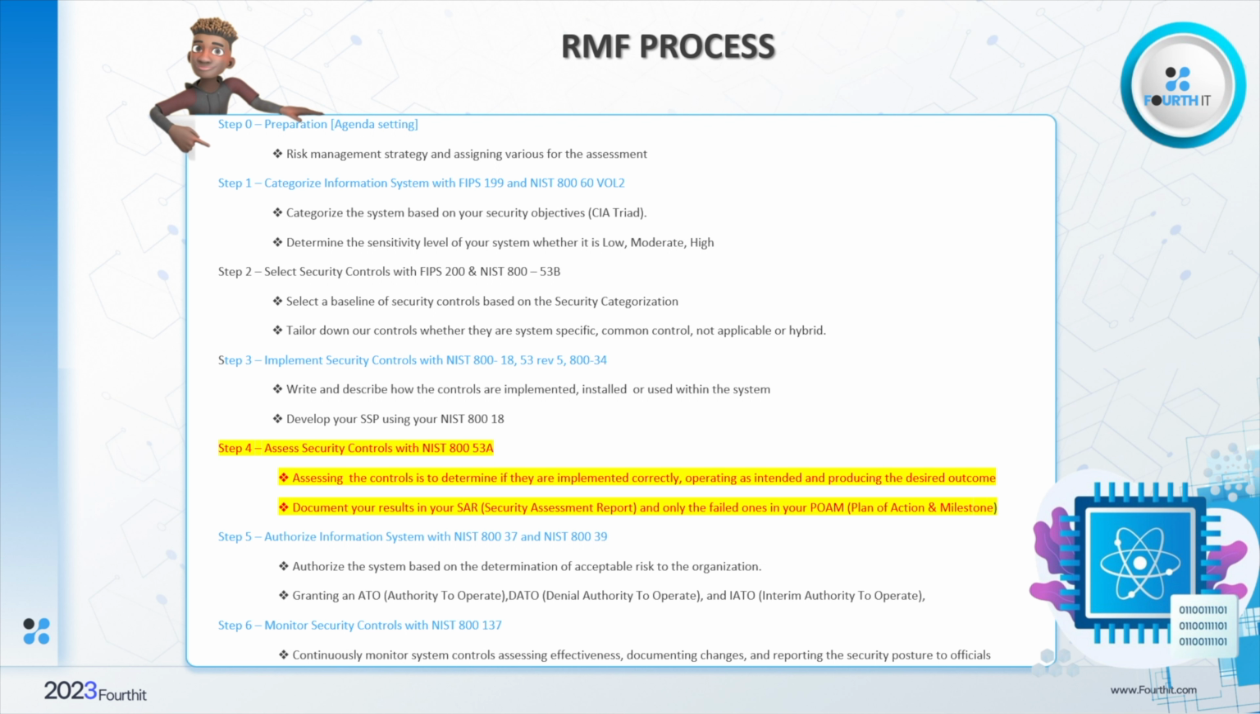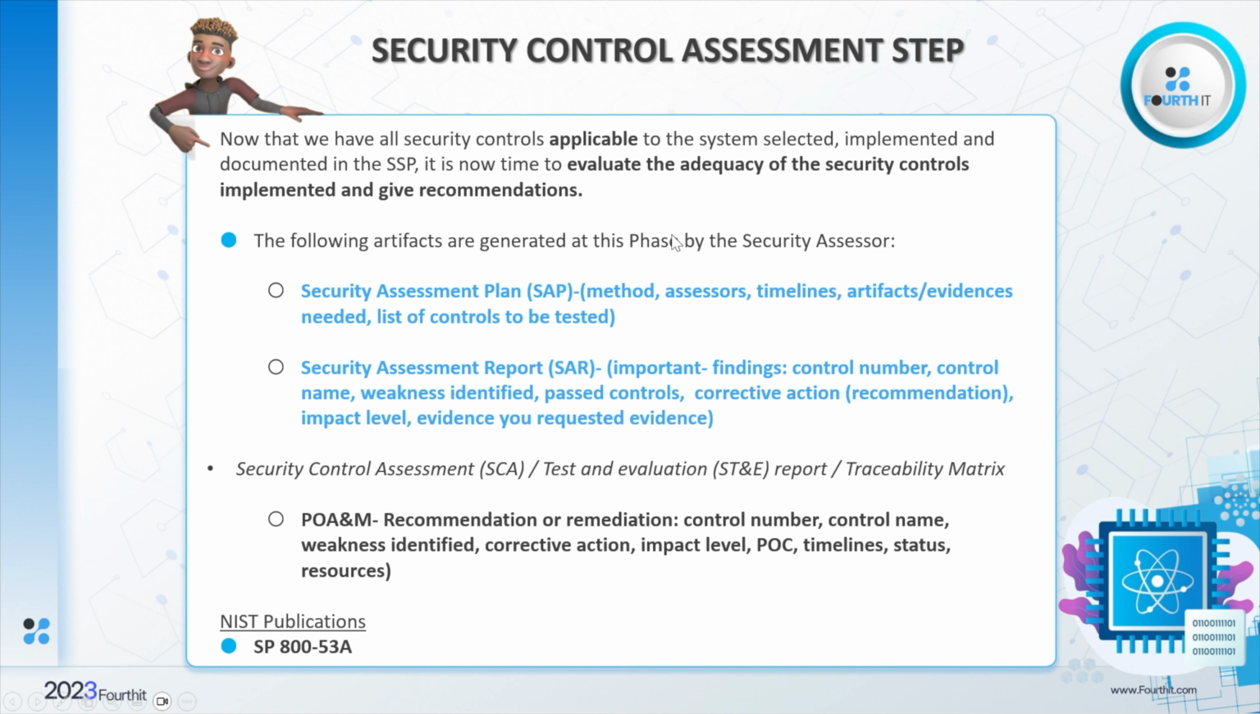There's a third party who needs to come and assess what you have done to make sure that, yes, we have implemented the controls right. You are assessing the controls to determine if the controls are implemented correctly and they are working effectively. And that is where we use NIST 800-53A as a guide. When we say assessment, we are trying to evaluate the adequacy of the security controls that have been implemented. And now we give our recommendations on the ones that have not been well implemented.